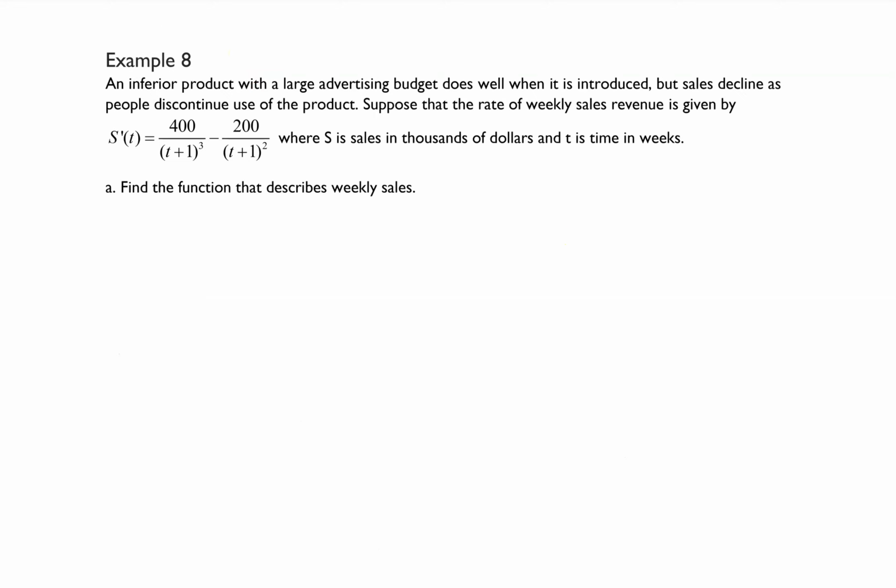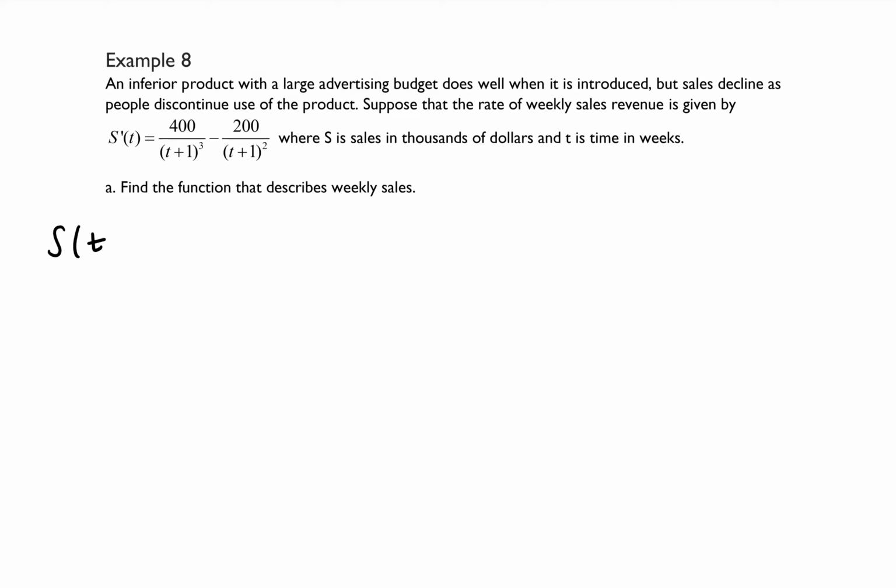Example 8 says, an inferior product with a large advertising budget does well when it is introduced, but sales decline as people discontinue use of the product. Suppose that the rate of weekly sales revenue is given by the function s prime of t is equal to 400 over t plus 1 cubed minus 200 over t plus 1 squared, where s is sales in thousands of dollars and t is time in weeks. Part A says find the function that describes weekly sales.